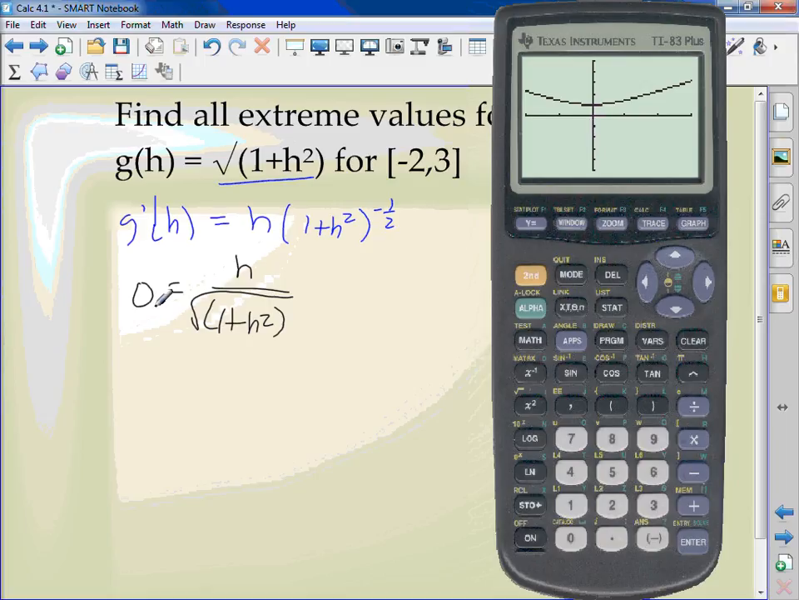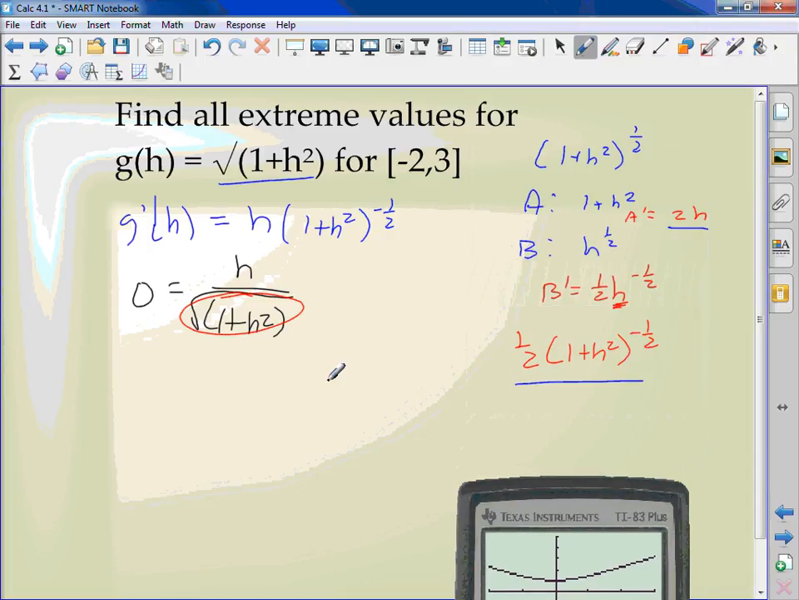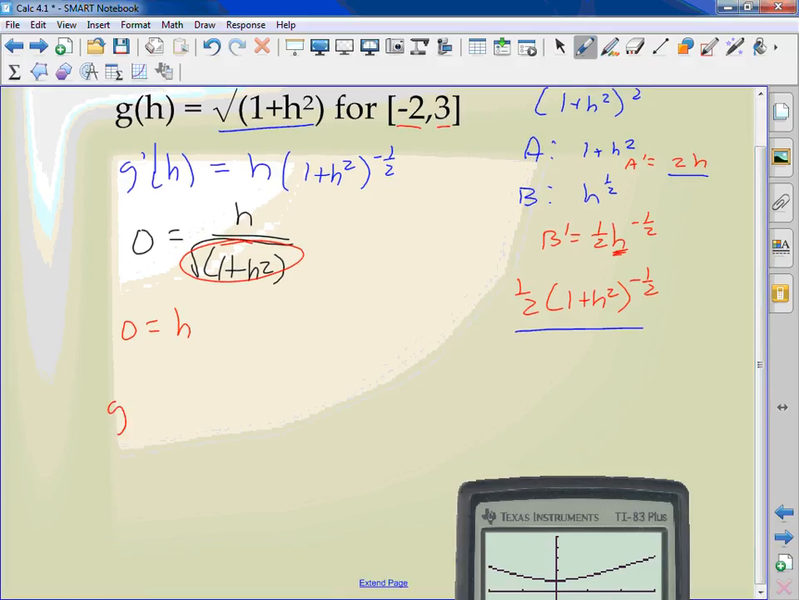0. If I look back to here, how do I get this from the bottom? Multiply it. What's 0 times that? 0. h is 0. That means I have extreme values at 0, negative 2, and at 3. So I substitute in g of 0, g of negative 2, g of 3.